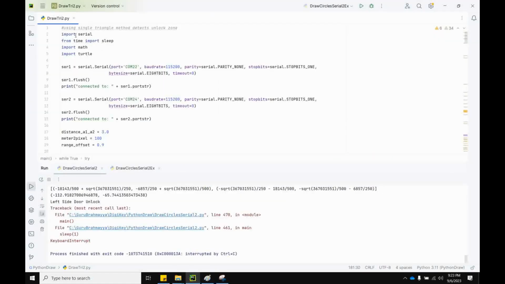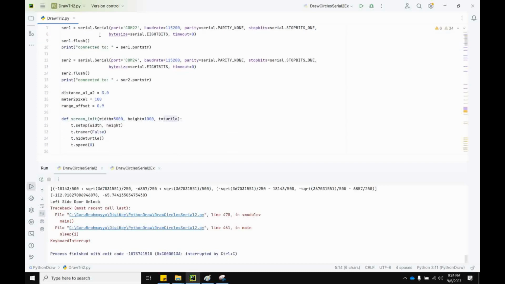In the code I started by importing serial, because anchors A1 and A2 are connected and send data over the serial port. Time is imported to give us some time delay for synchronous execution. The math module is imported to do mathematical operations, because I have to do a lot of calculations for the triangles. Turtle is used, it's a very good interface for drawing and graphical representation. Then I initialize the COM serial 1 and serial 2.